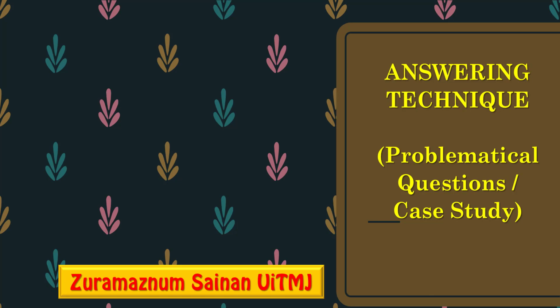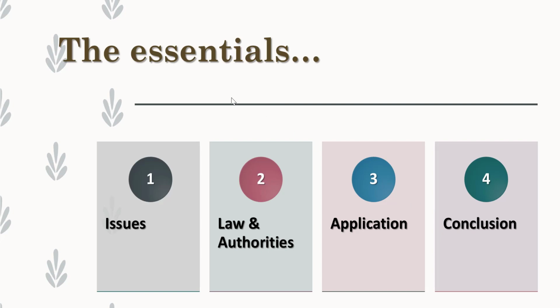So for today, I'm going to explain to you about the answering technique for the problematical questions or case study. Right, so there are certain essentials which you must fulfill in order to answer perfectly for a case study. First, you must have the issues. Second, law and authorities. Third, application, and fourth, conclusion. So you must have all these four essentials in order to answer the problematical question.